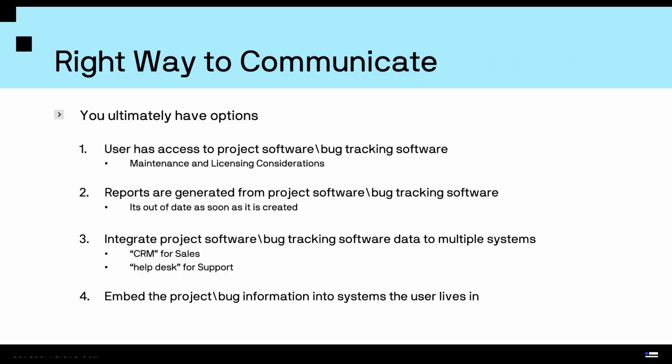So the right way to communicate, okay? You ultimately have options, right? My users, I can give them access to the project software. For my team, we're using teamwork.com, and it tracks all of the tasks that I'm doing. They can see the due dates on them. They can come in and do that. We can do the same thing with our bug tracking system. But that forces the users who live in one system, right?